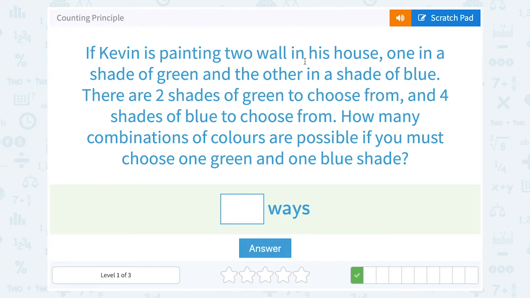If Kevin is painting 2 walls in his house, one in a shade of green and the other in a shade of blue, there are 2 shades of green to choose from and 4 shades of blue to choose from. How many combinations of colors are possible?